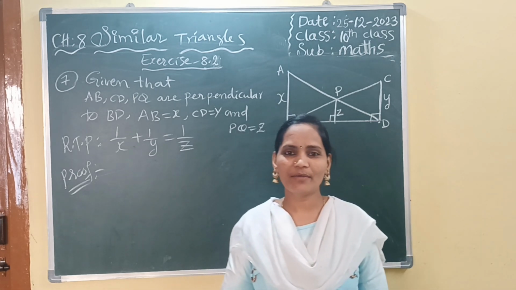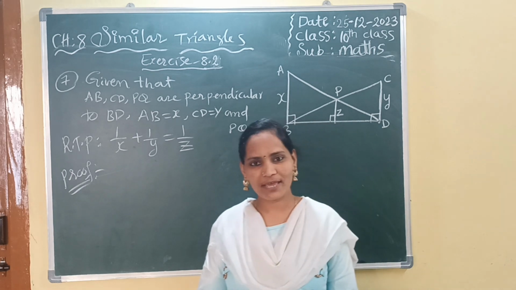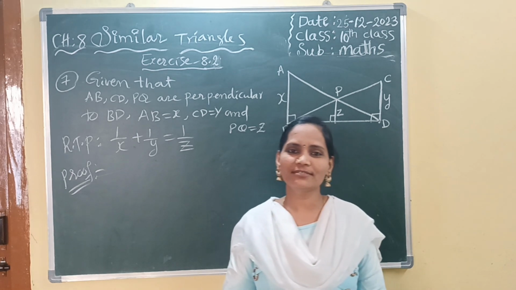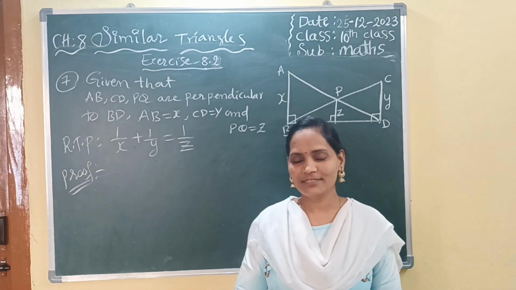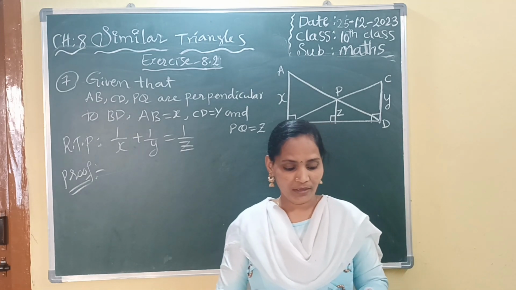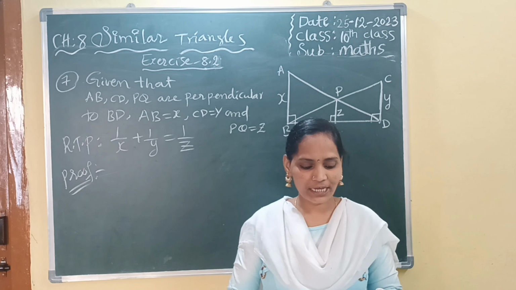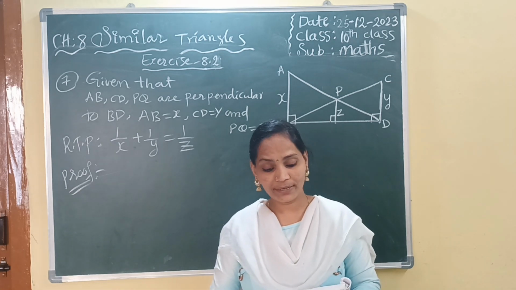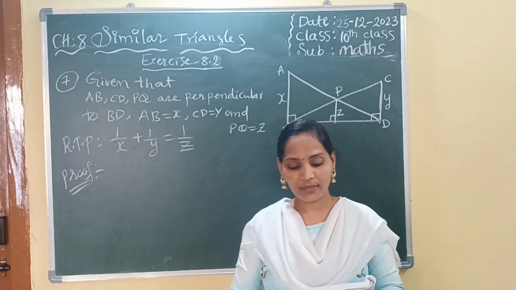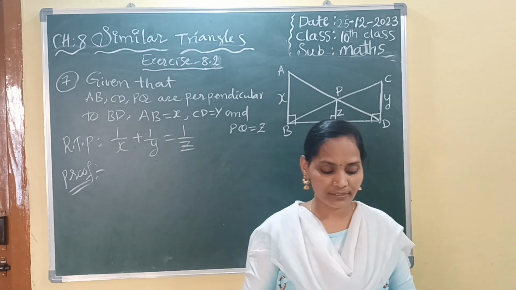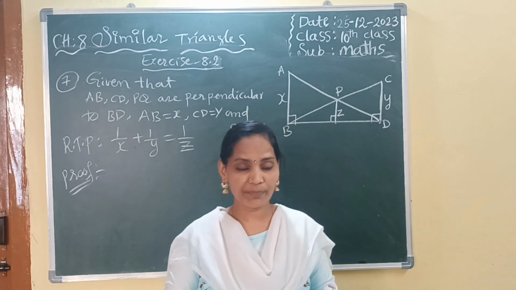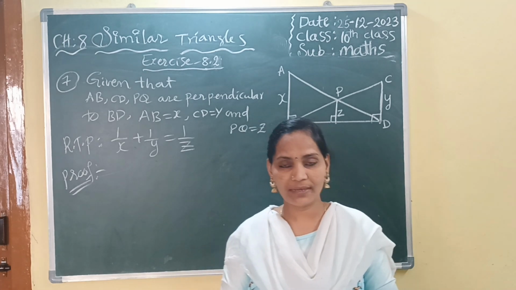In this video, I'm going to explain 10th class math chapter 8, similar triangles. In exercise 8.2, 7th question, let us see the question. AB, CD, PQ are perpendicular to BD. AB is equal to X, CD is equal to Y and PQ is equal to Z. Then prove that 1 by X plus 1 by Y is equal to 1 by Z.